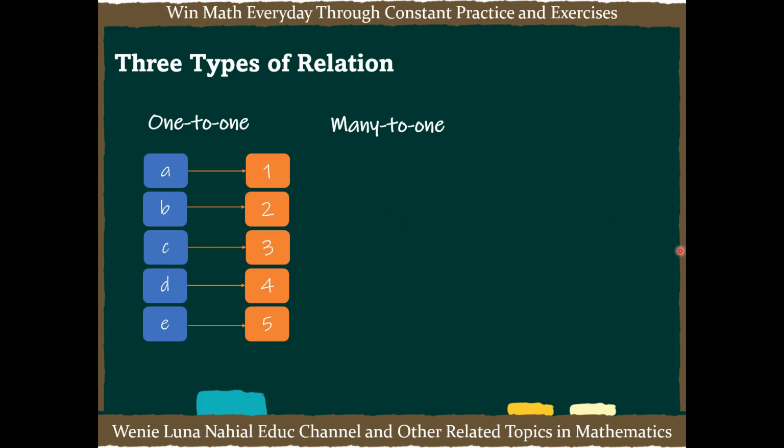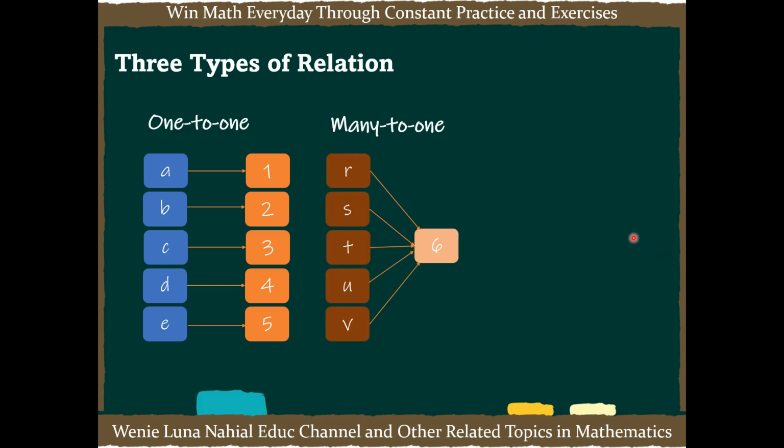Then we have the many-to-one relation. As you can see in the illustration, all the elements here are matched to a single element. In this particular illustration, R is mapped or paired to 6. S is paired to the same number. T is paired to the same number. U is paired to the same number. And B is paired to the same number. So that makes it many-to-one relation.